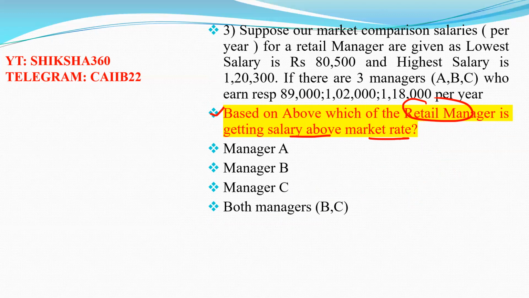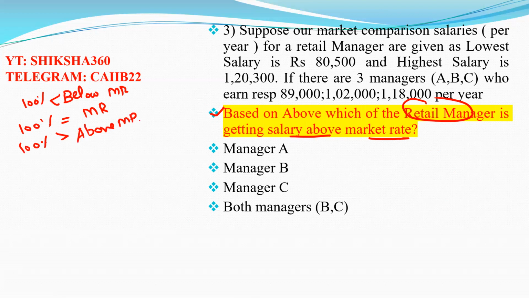Clear? Basically for understanding that, let's try to solve that. What is the meaning of above the market rate? Below market rate is basically less than 100%. If it is 100%, then it is equal to market rate. And if it is greater than 100%, then it is above market rate. Clear?